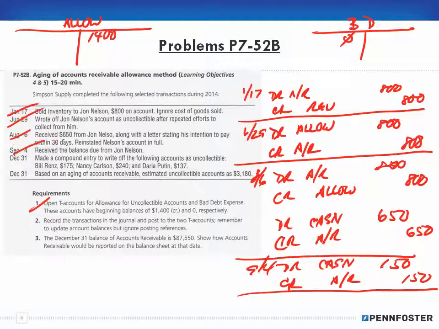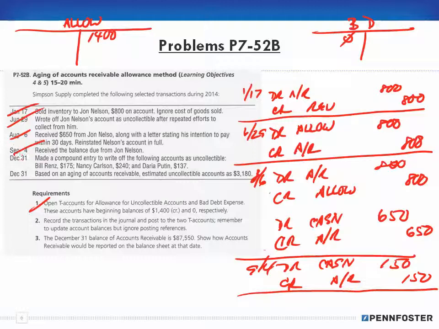Just to clarify, on June 29th we wrote it off, but on August 6th he says he's going to promise to pay it back. So we reversed the entry, and in good faith he sent us $650. So we show the $650, and then on 9/4 he pays off the remaining balance of his account. So that's the entry.